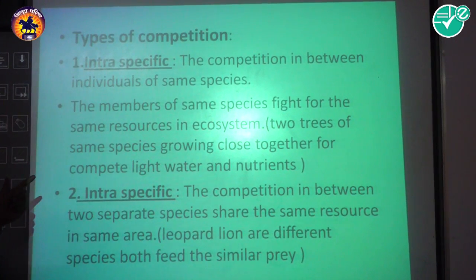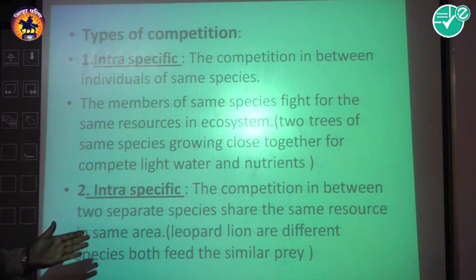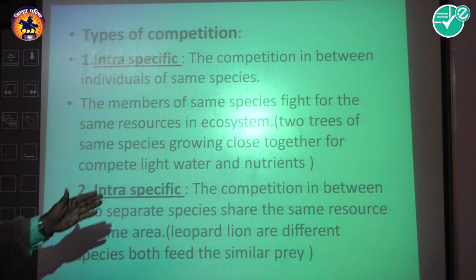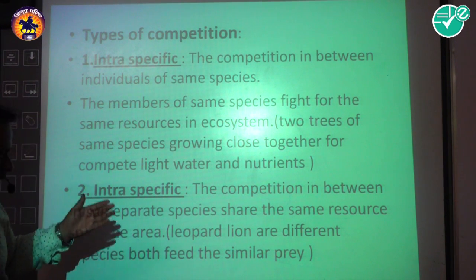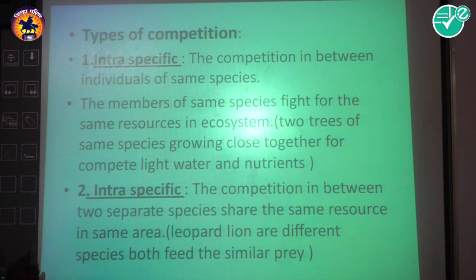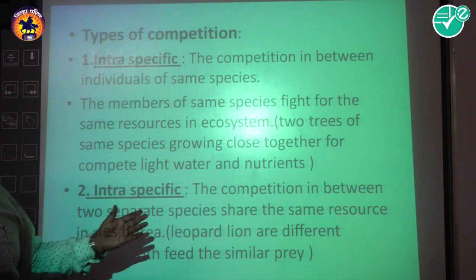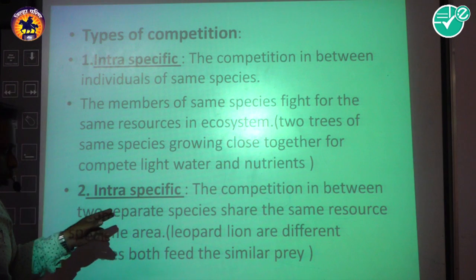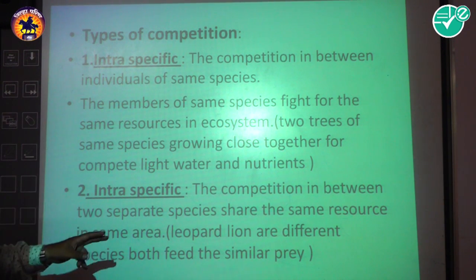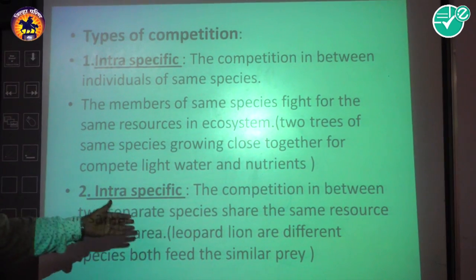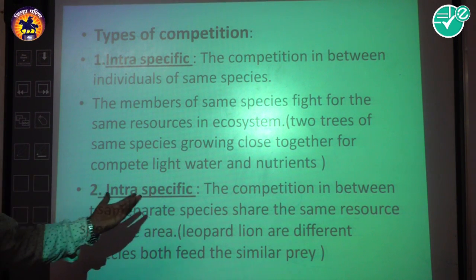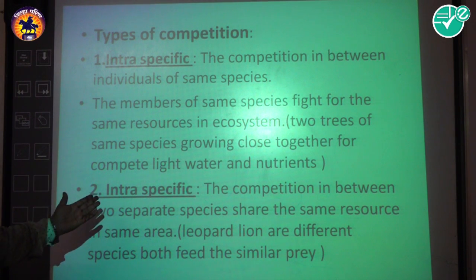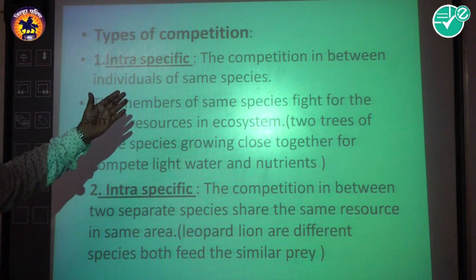Second one, interspecific struggle: the competition between two separate species sharing the same resources in the same area. A leopard and a lion are different species and both feed on similar prey. Means two different species of animals, like the leopard and the lion, have the same resources, and this is called interspecific competition.